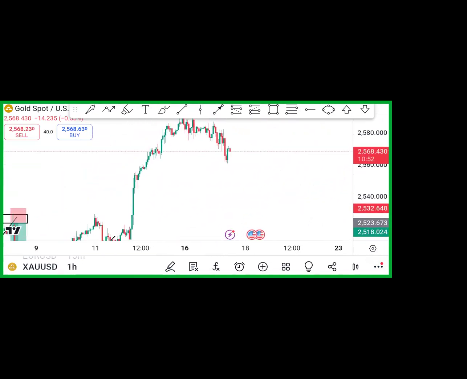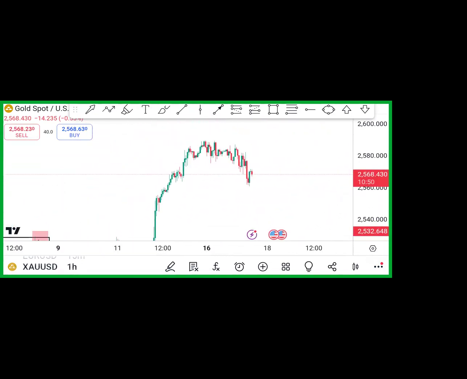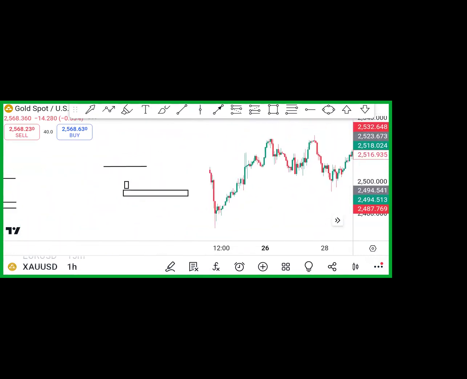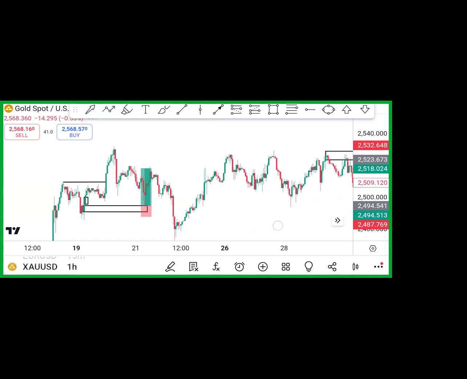So let's take a look at this recent move, right? On this recent move now on gold, let's take a long, right? So let's take a long.